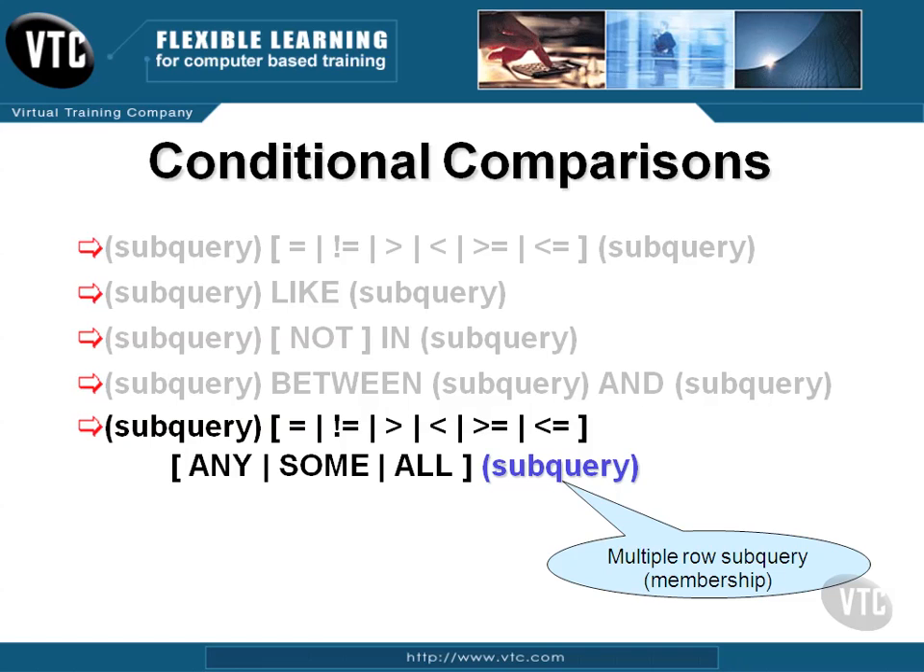There are some specialized set operators called any, some and all, which we have actually looked at in the previous VTC course, but now we're simply looking at them in relation to subqueries. So a subquery can be tested on the left and right using any, some and all as any of the basic operators against two subqueries on either side.